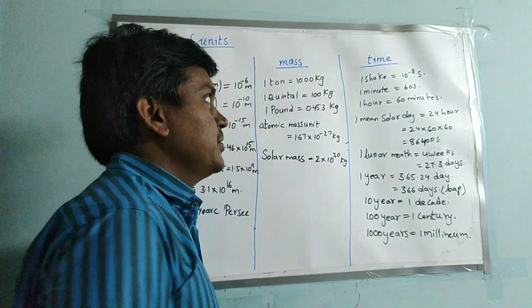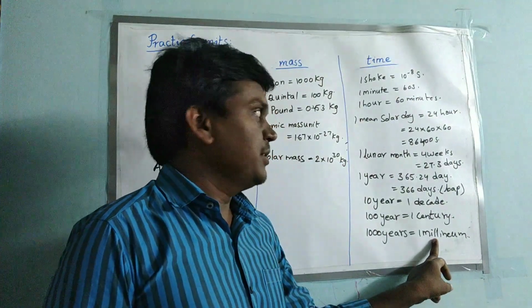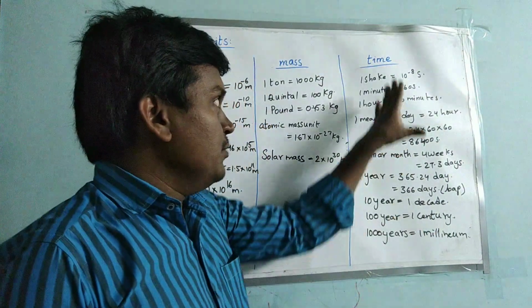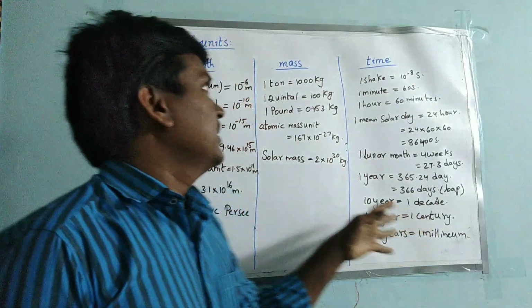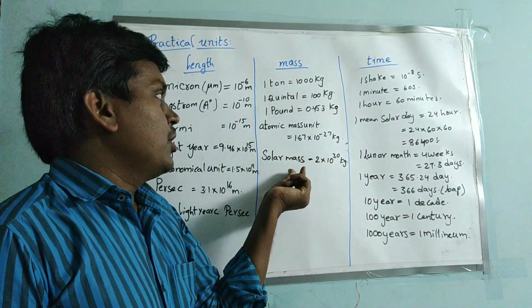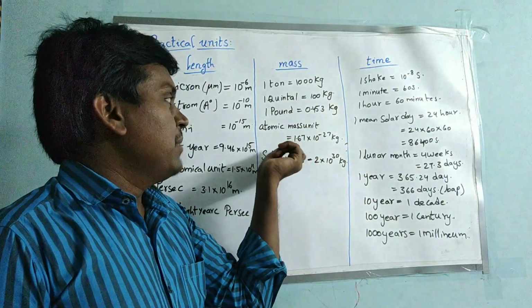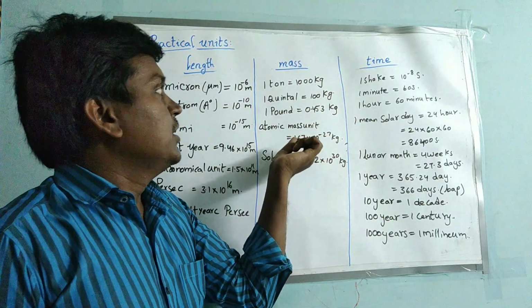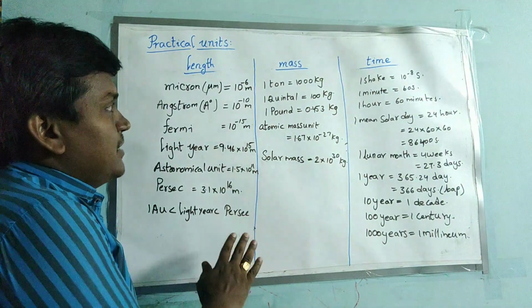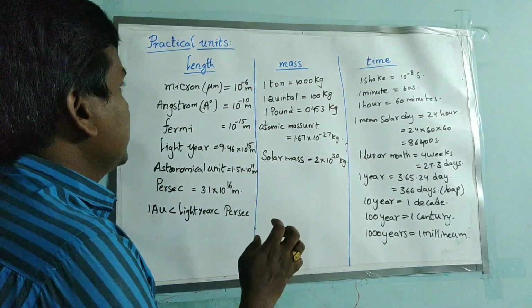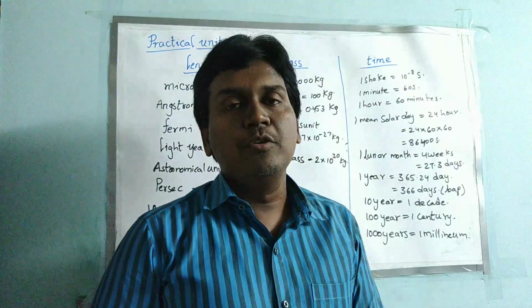So these are the practical units of time. Here shake is the very small unit of time, and millennium is a very large unit of time. So we use practical units for these smaller and larger measurements. And if you consider mass, solar mass is a very large unit, and atomic mass unit, that is the mass of an atom, is a very small unit. And if you consider length, parsec is the largest unit, and the smallest unit is Fermi, 10 to the power of minus 15. So like this, for our convenience, we use practical units.